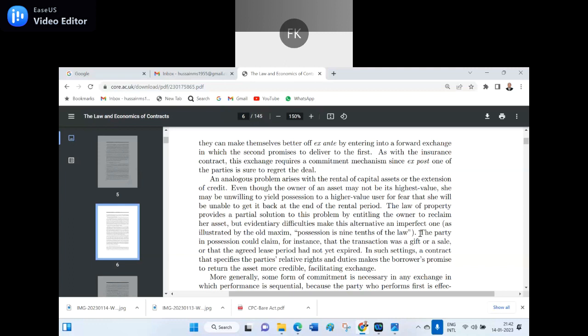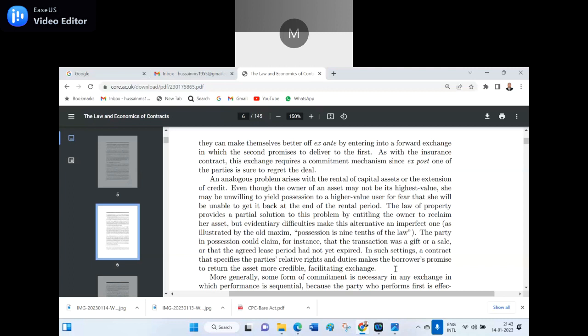Yes, Prof. The party in possession of the property could claim, for instance, that the transaction was a gift or a sale, or that the agreed lease period had not yet expired. In such a setting, a contract that specifies the parties' relative rights and duties makes the borrower's promise to return the assets more credible, facilitating exchange.